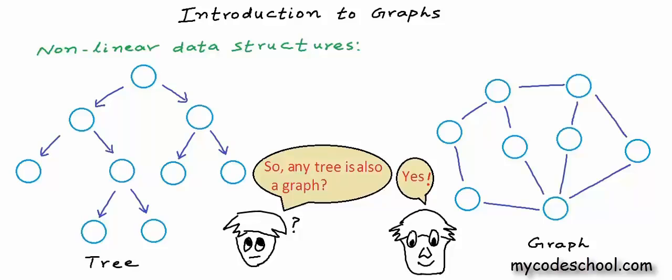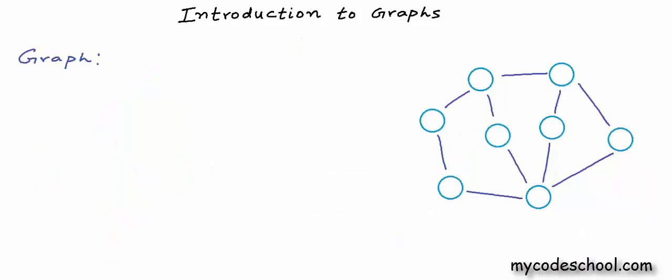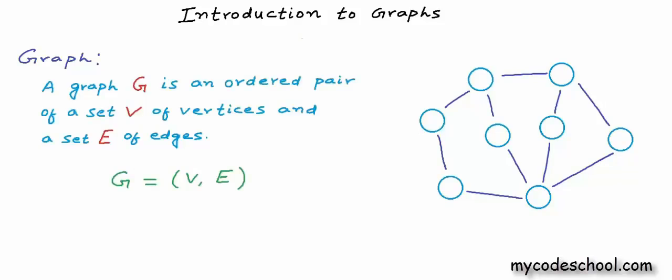In pure mathematical terms, we can define graph something like this. A graph G is an ordered pair of a set V of vertices and a set E of edges. Now I'm using some mathematical jargon here. An ordered pair is just a pair of mathematical objects in which the order of objects in the pair matters. This is how we write and represent an ordered pair. Objects separated by comma put within parentheses.